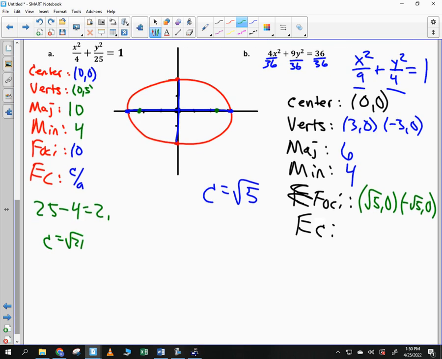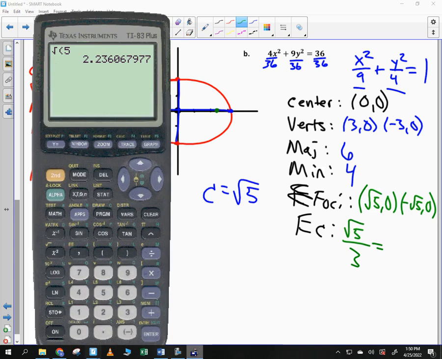Eccentricity, take the c value, which is root of 5 divided by what? a, which is 3. Very good. Square root of 5 divided by 3. Now, is this more stretched or less stretched than the last one? Less stretched. So our number should not be as close to 1. Take the square root of 5 and we divide it by 3. I keep making an error doing that. Square root of 5 divided by 3. We have 0.75.